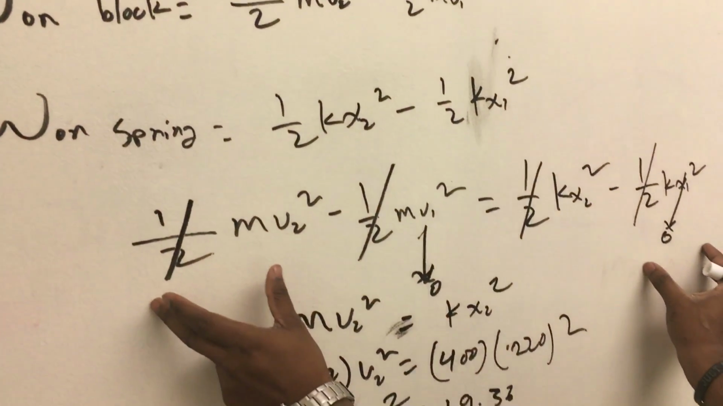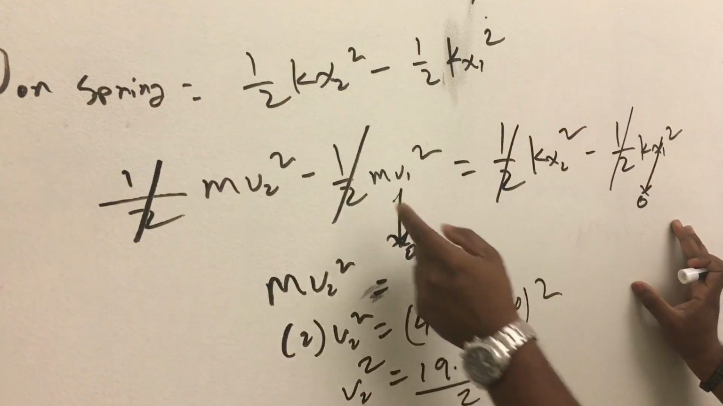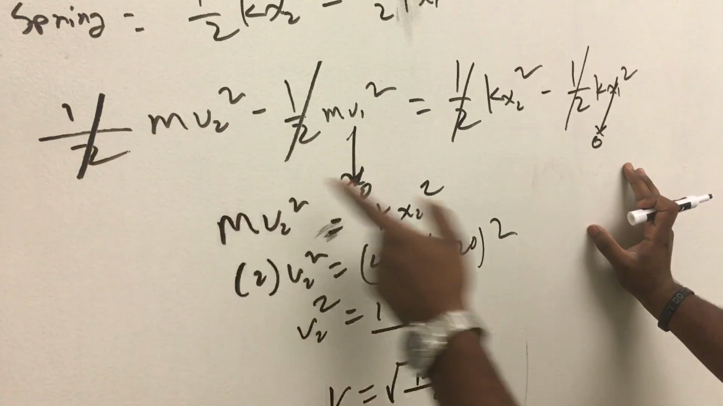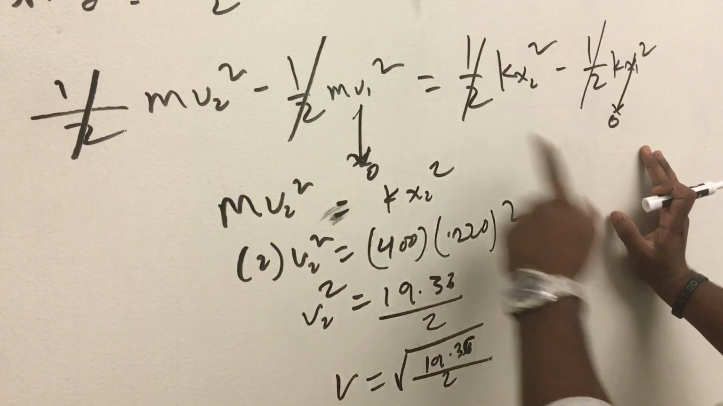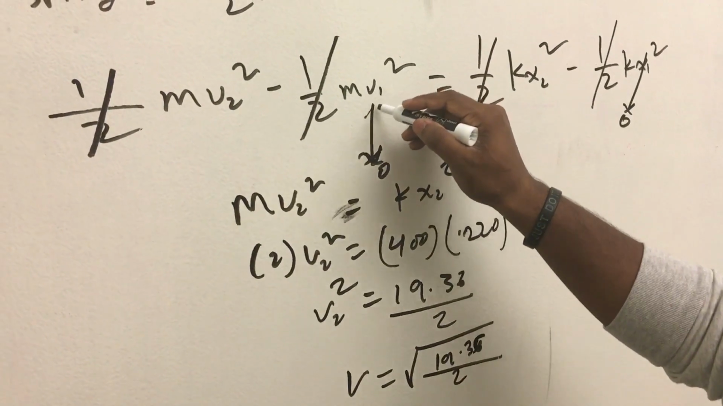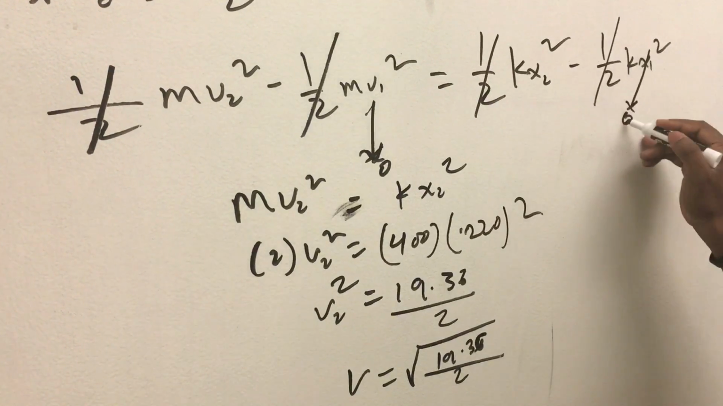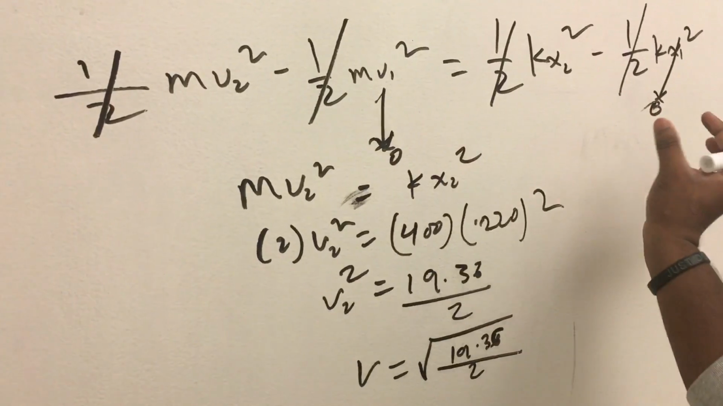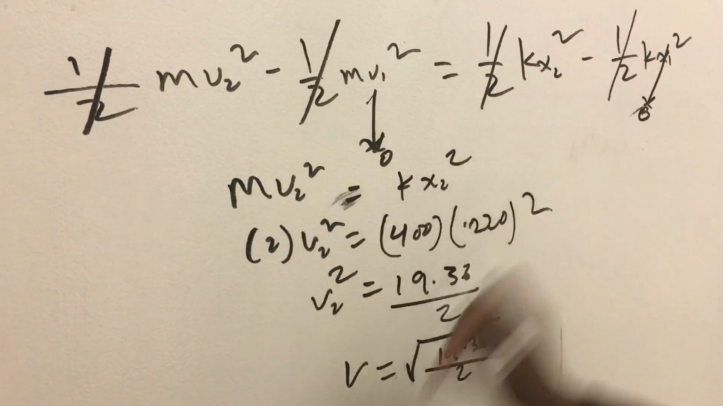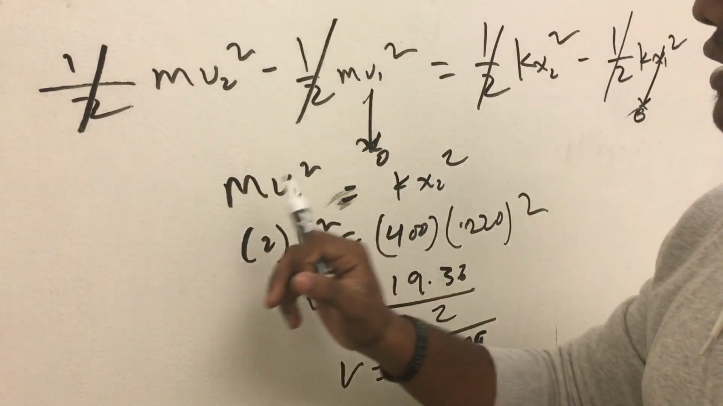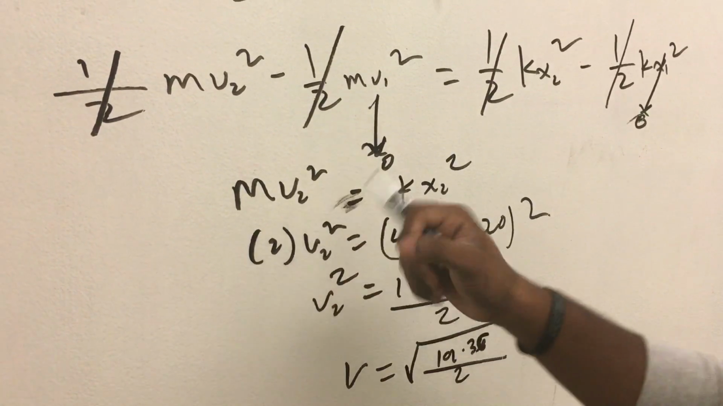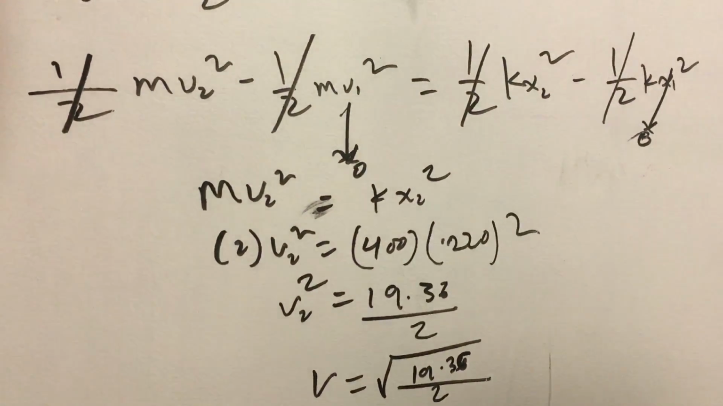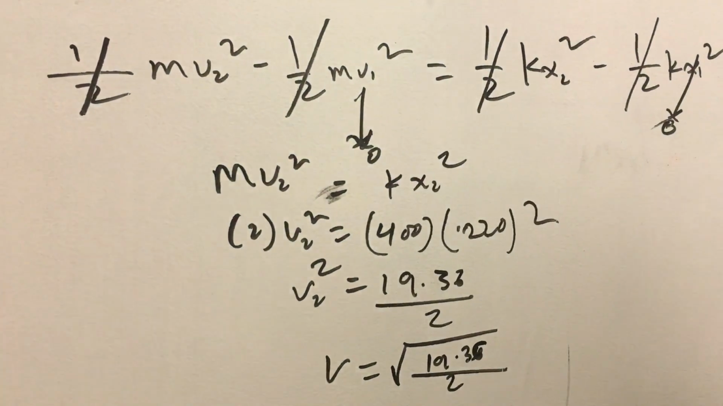So if we set them equal to each other and try to find the final velocity, we know all of them have 1/2, so we could just cancel them out. And then we also know that the initial velocity is 0, also the initial position is 0, so this whole thing becomes 0, so we could just cancel these two out, and then we are finally left with the mass times the final velocity squared equals the constant times the final compressed position to the second power.